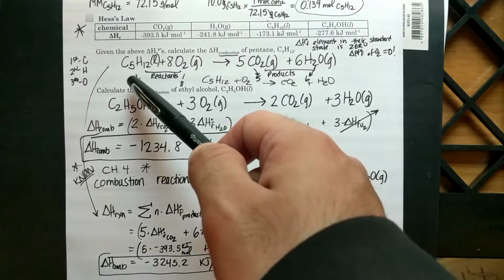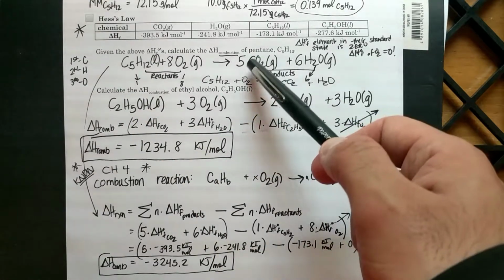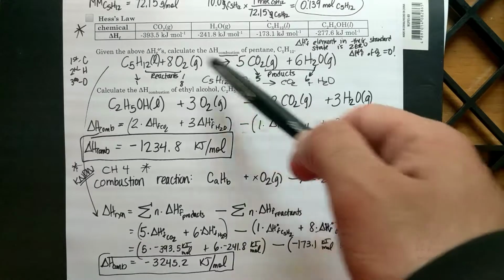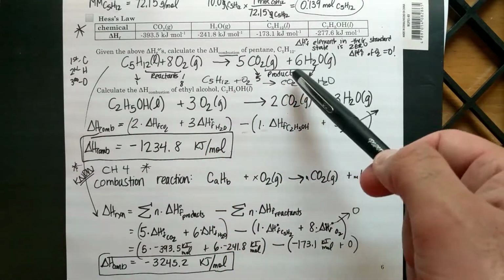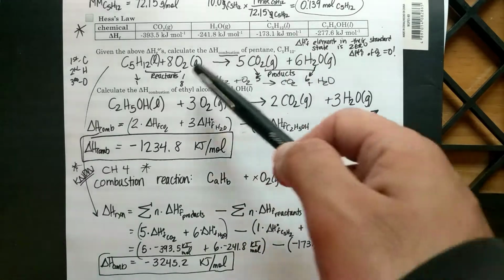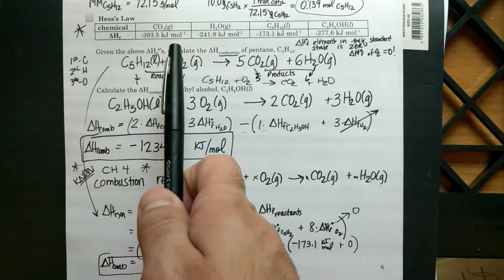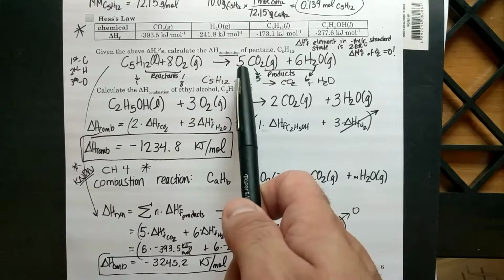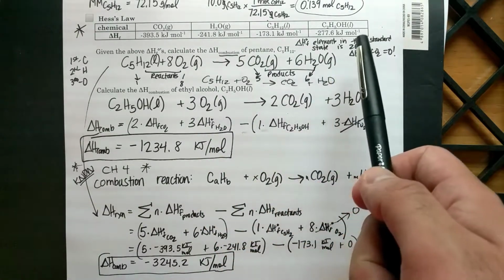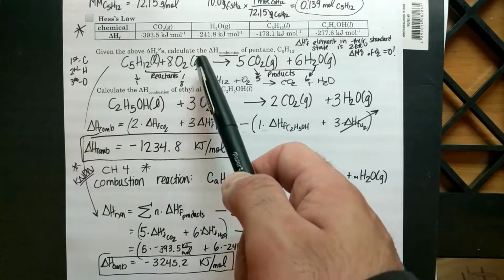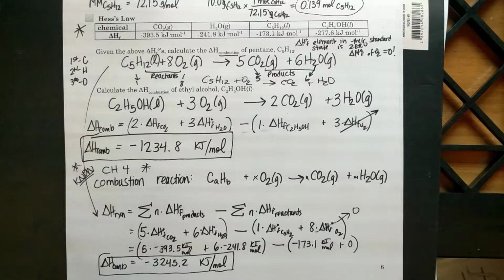So I have 5 carbons on the left. I only had 1 on the right, so I had to put a big 5 in front. I have 12 hydrogens on the left, and I only had 2 over here, so I had to put a big 6 in the front. And then for oxygens, I only had 2 on the left, and I put 5 and 6, so I have 5 times 2 is 10, 6 times 1 is 6, so 10 and 6 is 16. That's why I put a big 8 on the left side.